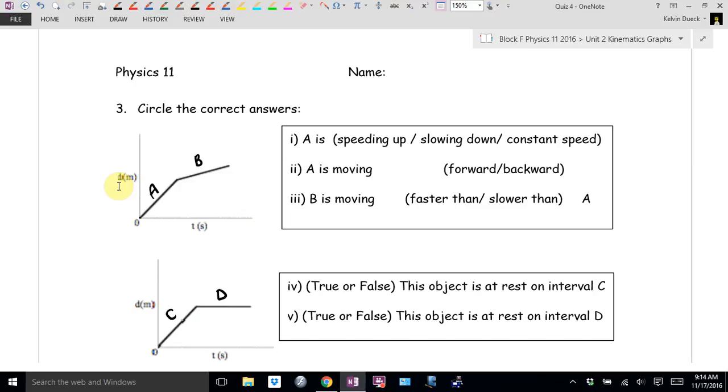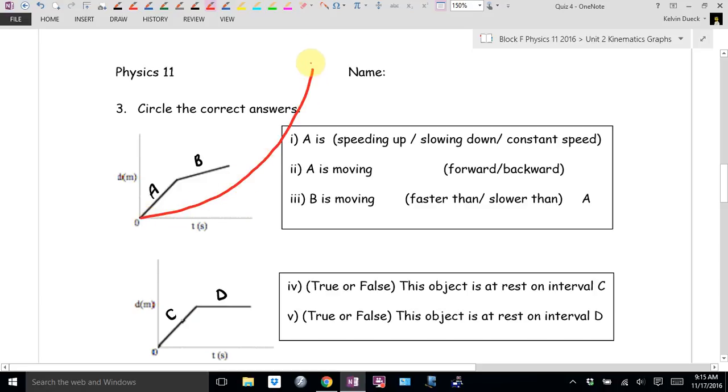Speeding up, slowing down, or constant speed? I'm going to repeat myself until someone gives me an answer. Someone said speeding up. Someone said constant speed. What would speeding up look like on a distance time graph, Sally? The steepness has to be getting steeper, right? Good. Now, Sally, look up.